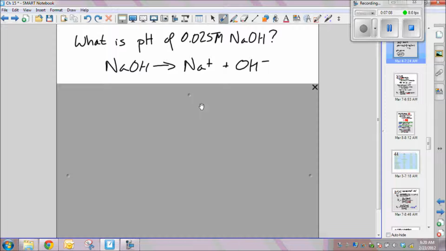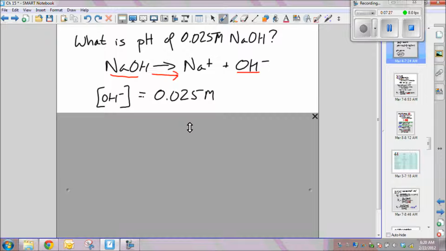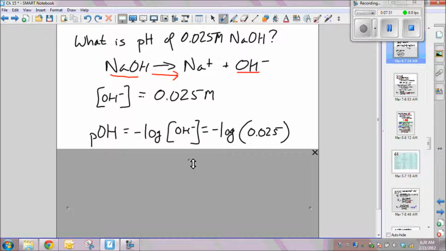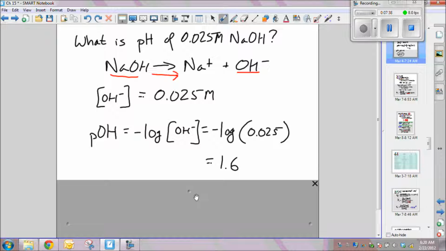Here's another example. What's the pH of a strong base, 0.025 molar sodium hydroxide? Again, strong base, material totally ionizes and goes to the right. So if we know the molarity of NaOH, we also know the molarity of OH minus, 0.025 moles per liter. The pOH, you take the negative log of the OH minus concentration. So we take the negative log of 0.025, we get a pOH value of 1.6.